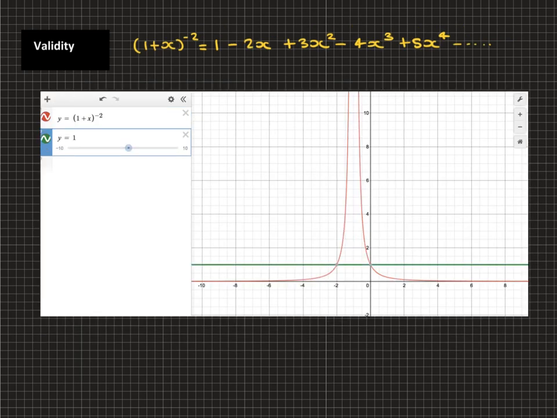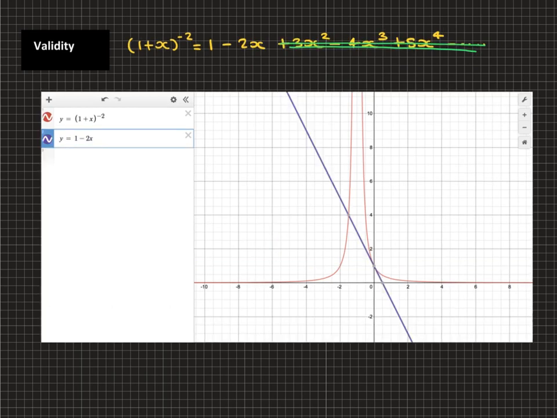So have a look at the graph here. What we've done is essentially take this expansion, but we've excluded all of these terms here, and we've just taken the first term, and we've plotted that as a function, y equals 1. Now, as approximations go to the graph of 1 plus x to the power of negative 2, this is a very poor approximation. Obviously, that's because we've only included one term.